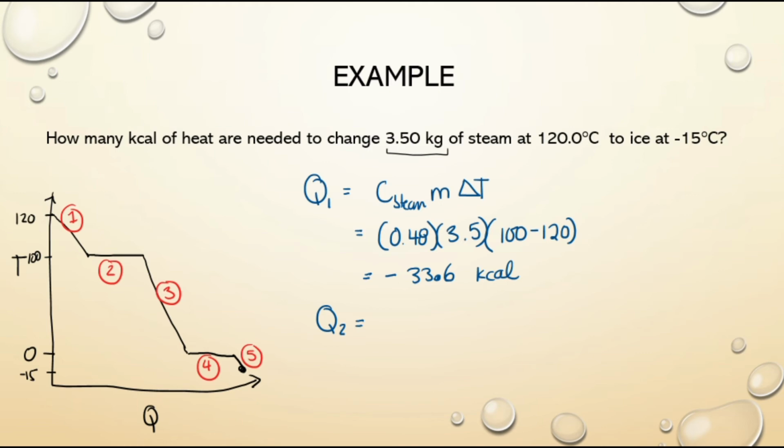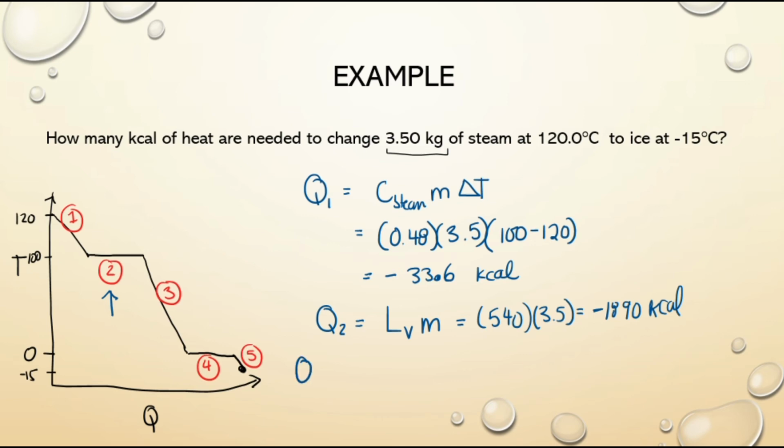Okay, step 2, right here. We're flat, we're changing from steam to water. We use the heat of vaporization and the mass. 540 multiplied by 3.5 is going to give me 1890 kilocalories, and I'm going to make that negative.